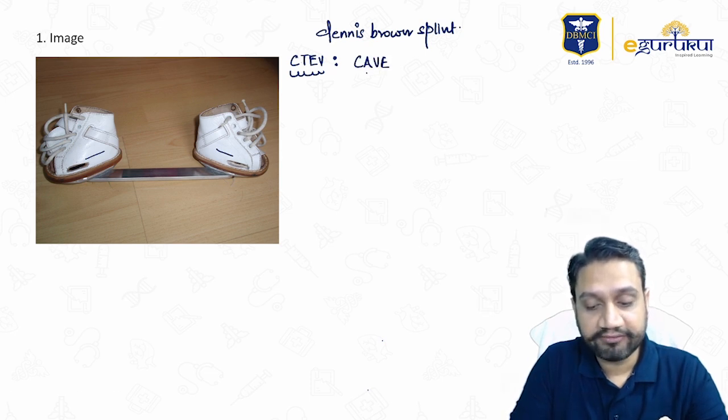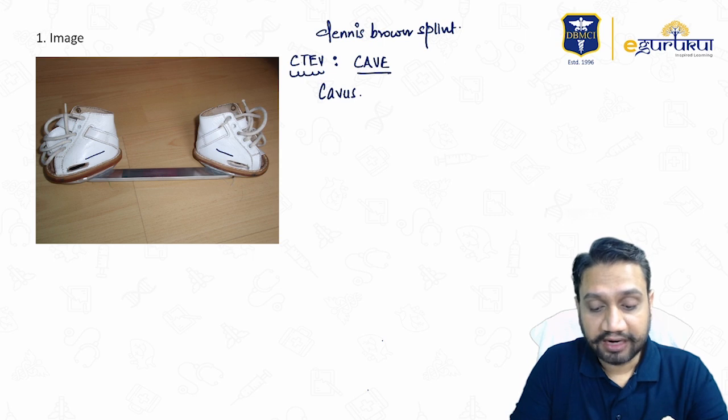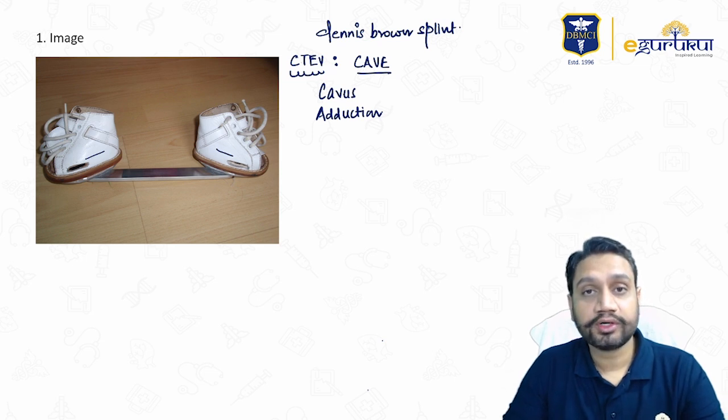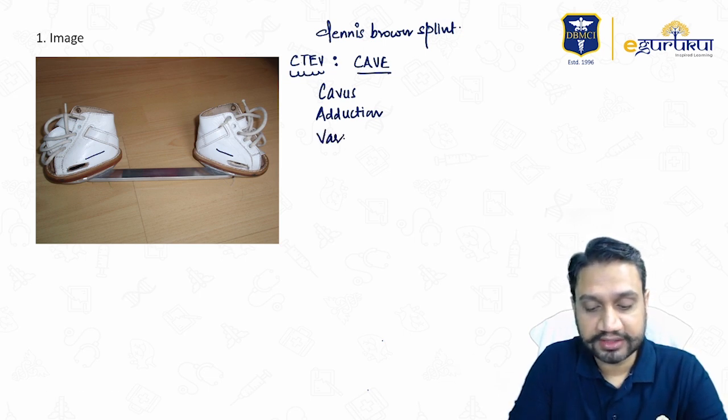What does that mean, CAVE? The cavus has to be treated first, which is there because of the first metatarsal. After cavus, we are going to correct the adduction. This adduction is seen where? It is seen at the forefoot, where there is a medial deviation of the forefoot. That is because of involvement of which joint? The talonavicular joint. And then we have the varus correction.